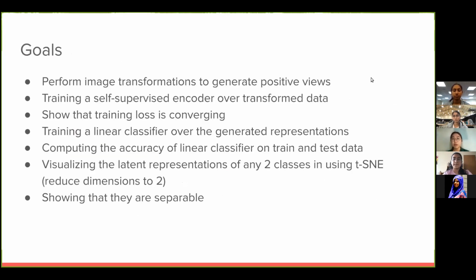The goal of the project is to perform image transformations to generate positive views, train the model over the transformed data, and show that the training loss is converging. Then we train a linear classifier over the generated representations, compute its accuracy, and visualize the representations to show they are separable.